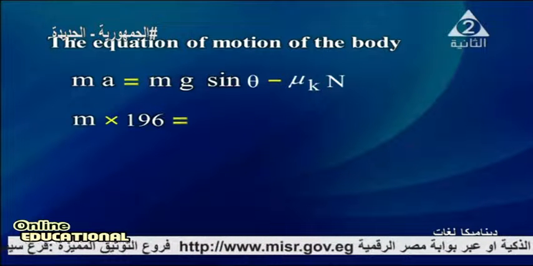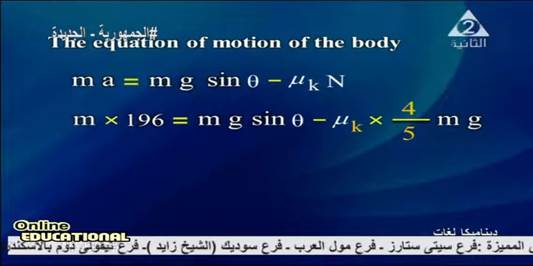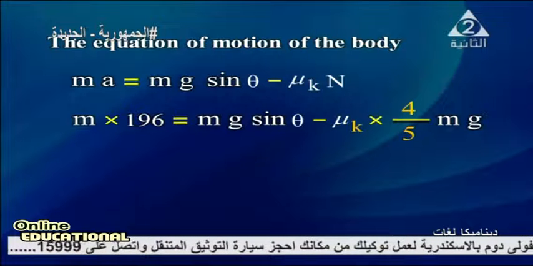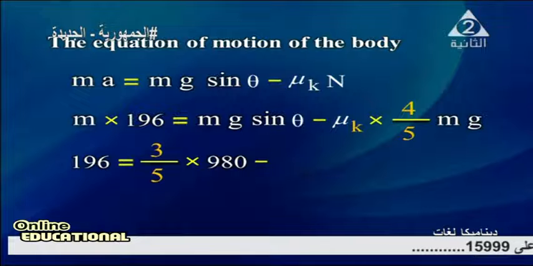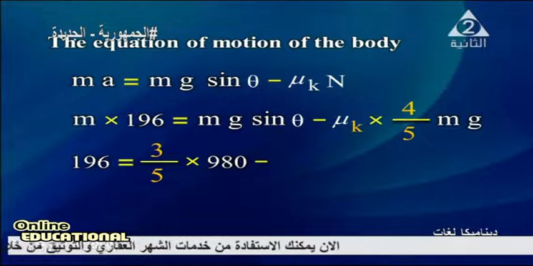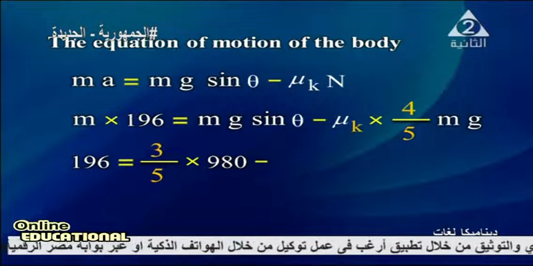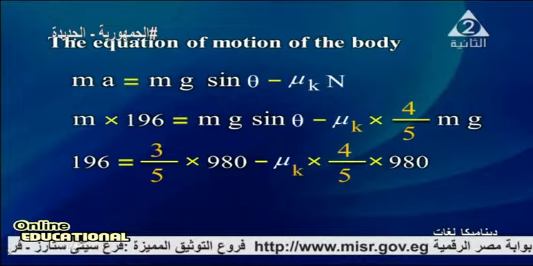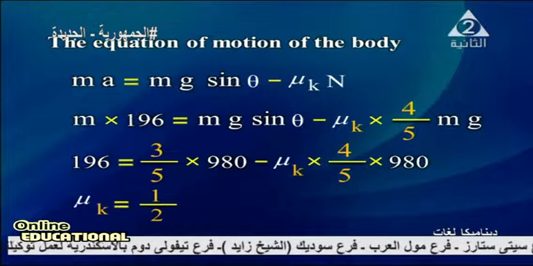Then m times 196 equals mg sine theta minus mu k multiply N, where N equals 4 over 5 mg. We can cancel the m from both sides. Then 196 on the left hand side equals 3 over 5, which is sine theta, multiply 980, minus mu k times 4 over 5 times 980. Then mu k equals half.